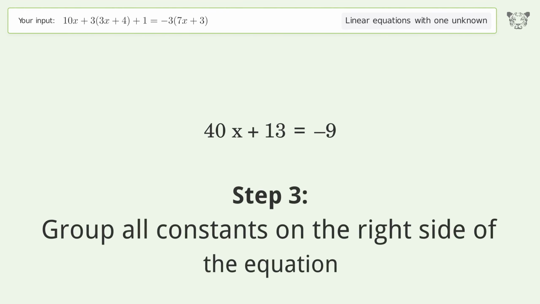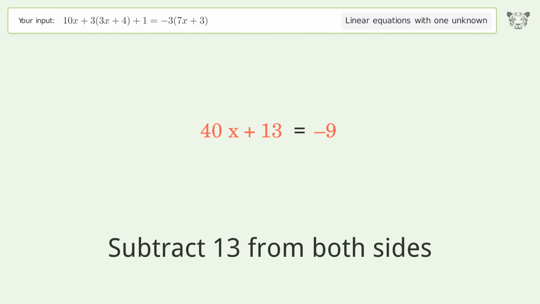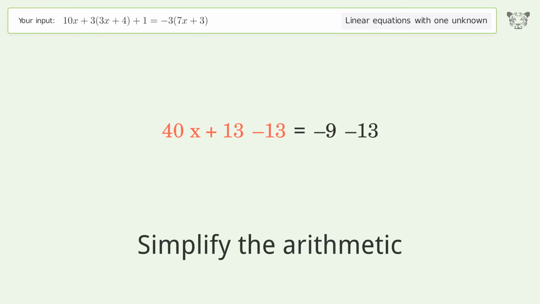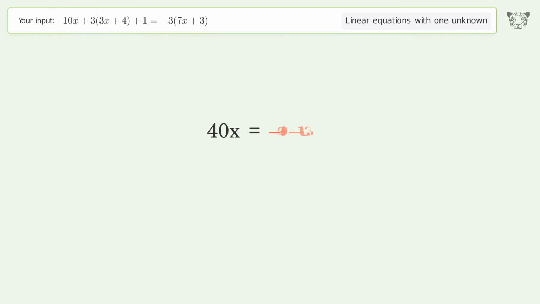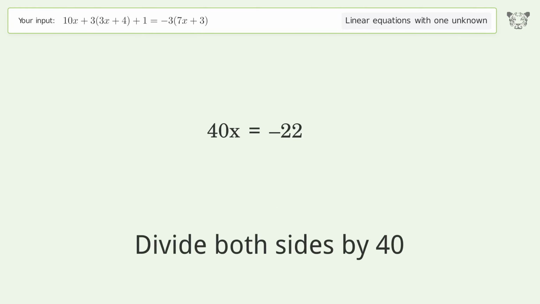Group all constants on the right side of the equation. Subtract 13 from both sides. Simplify the arithmetic. Isolate the x. Divide both sides by 40.